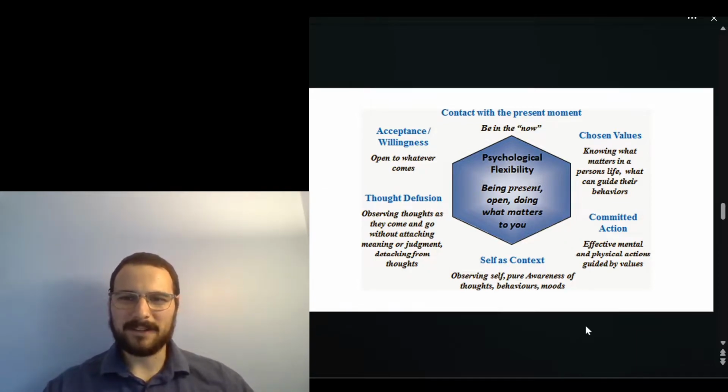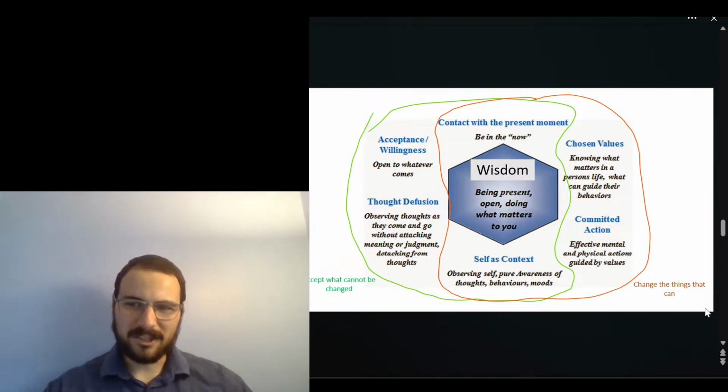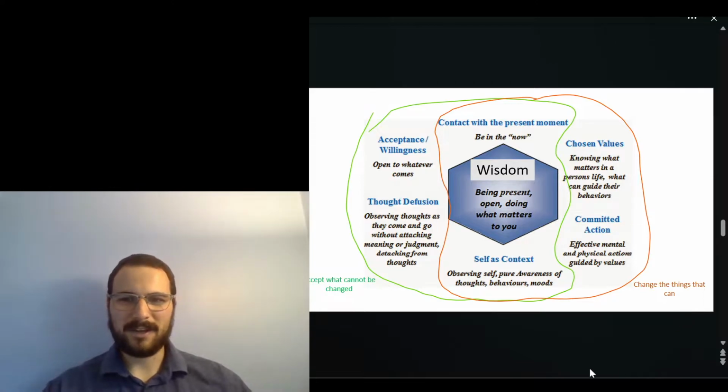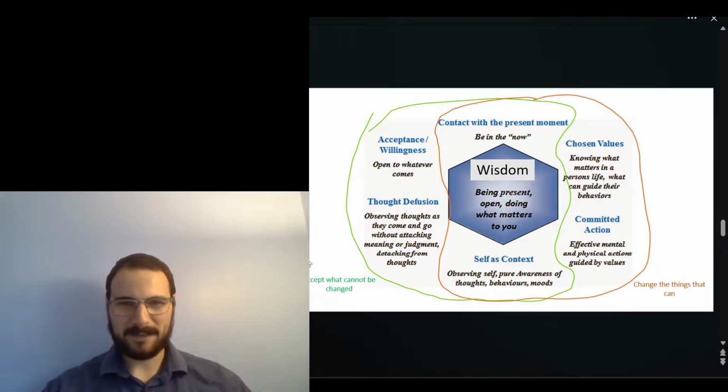Today we're going to continue our series on acceptance and commitment therapy, also called ACT. And today we're going to start moving onto more of the right side of this figure, which is more related to changing the things that you can change, or committing to changes, rather than what we started with: 2 videos explaining thought diffusion and acceptance, which are more related to, of course, the acceptance of what cannot be changed.